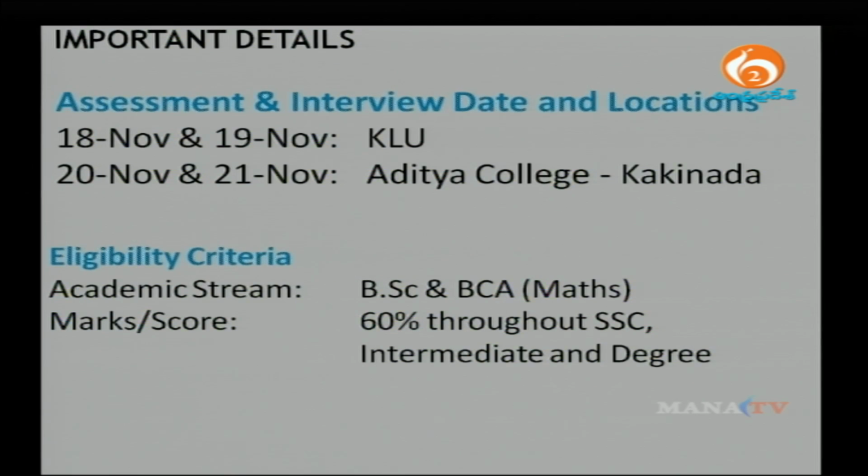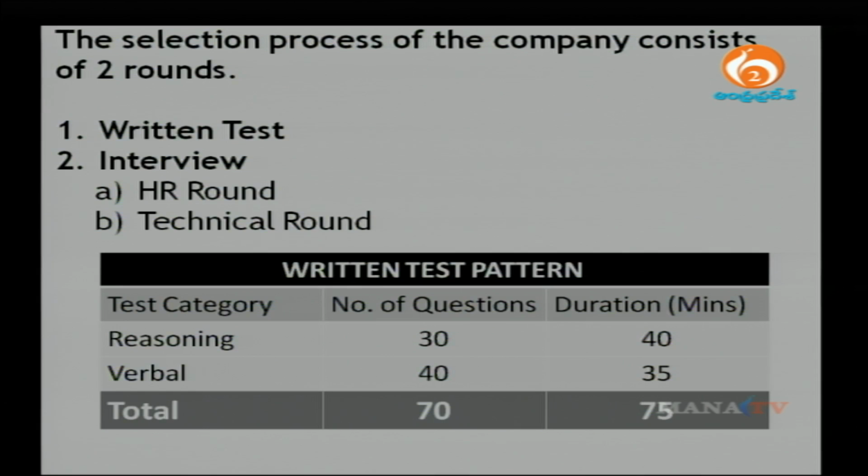Again, please do check with your placement officer as well as the APSSDC coordinator. The eligibility criteria: you have to have minimum 60% across your academic background, that is SSC, intermediate and graduation, and this is open for BSc and BCA students with mathematics as background. You will have 2 different rounds. You need to clear the first round, which is written round. In written round you will have reasoning and verbal. Reasoning, you will have 30 questions to be answered in 40 minutes. And verbal, you will have 40 questions to be answered in 35 minutes. Once you clear this, you will go to the HR and technical round of interview.